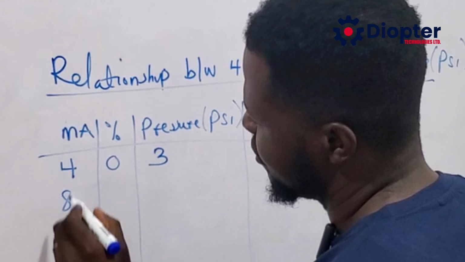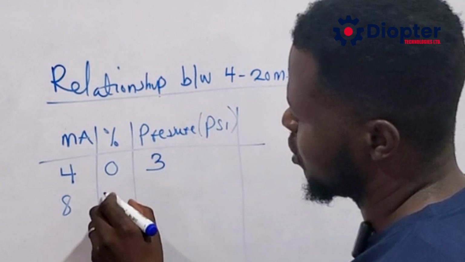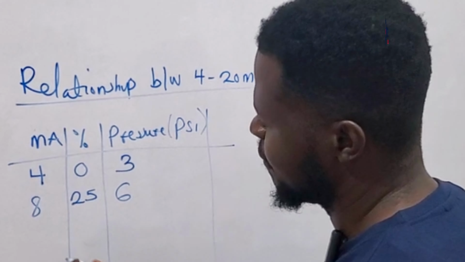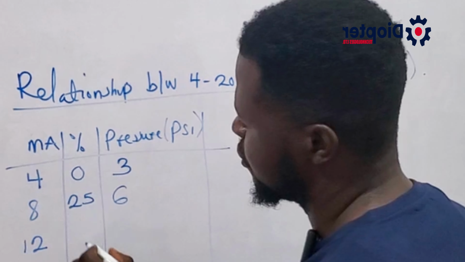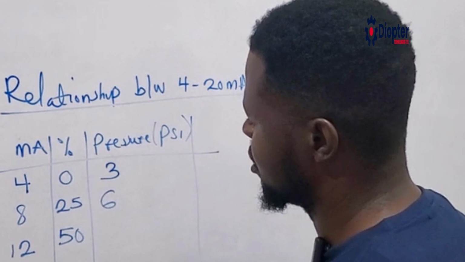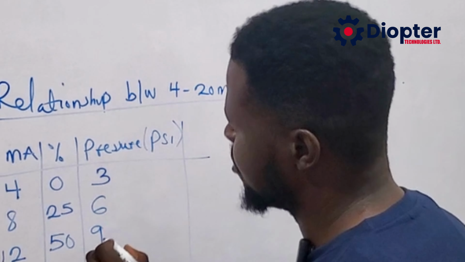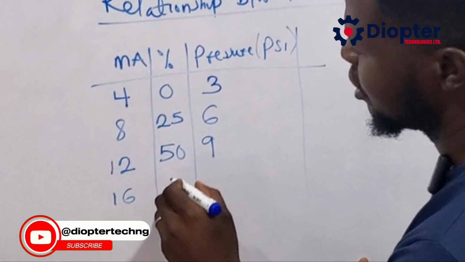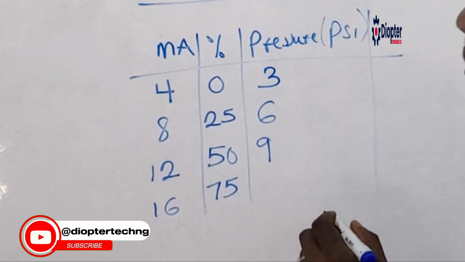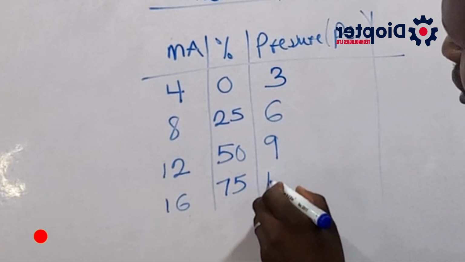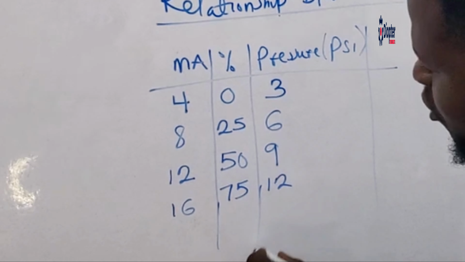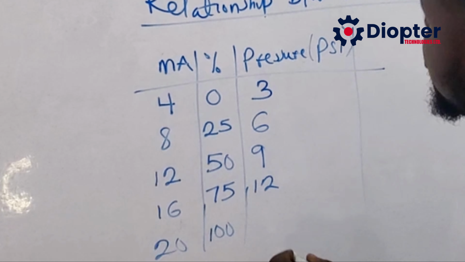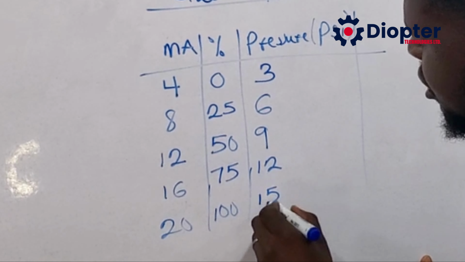When I have 8 milliamps, I'll have 25%, and this will be 6 PSI. When I have 12, this will be 50%, and this will be 9 PSI. When I have 16 milliamps, this will give me 75%, and the pressure will be 12 PSI. When I have 20, I'll have 100%, and the pressure will be 15 PSI.